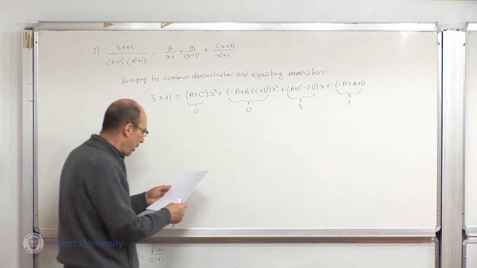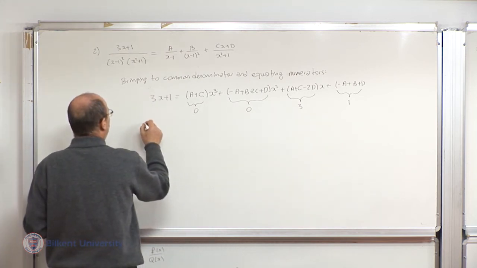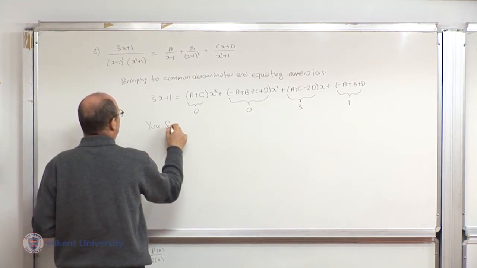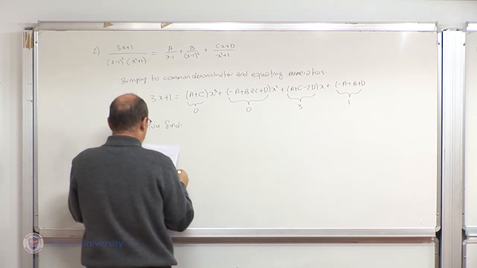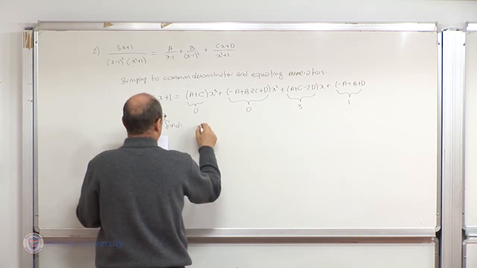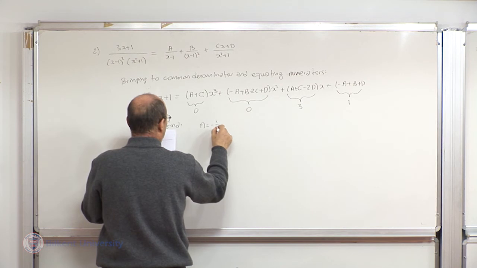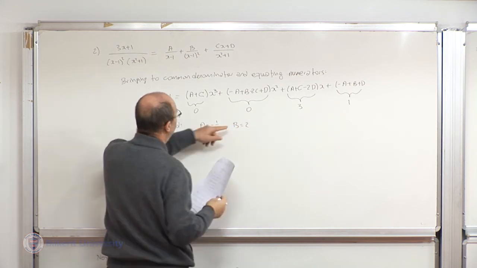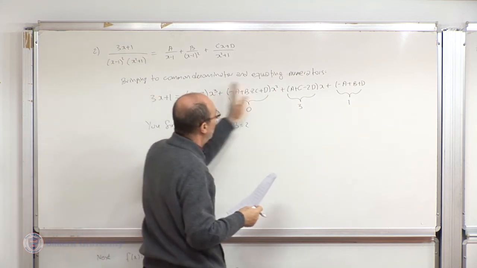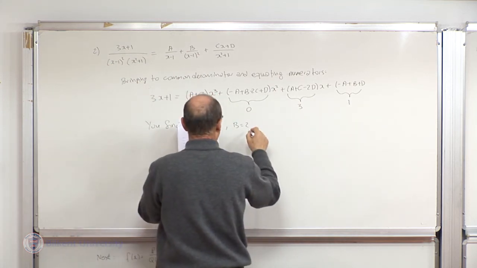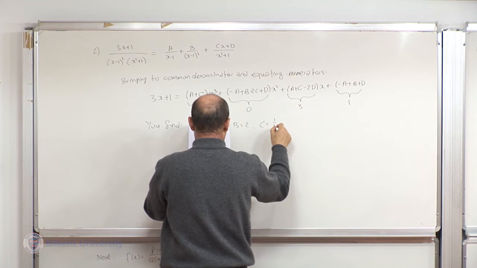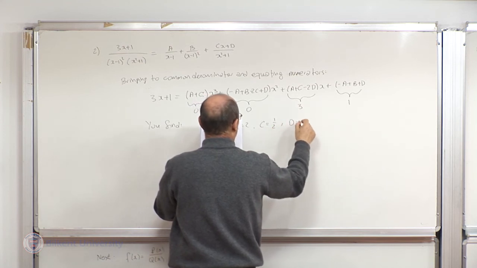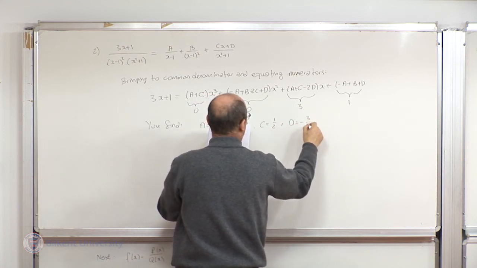So when you solve them, you find a is equal to, of course, you don't generally do this in this order, but this is what you get. So you see, I said b is going to be 2. So if you solve this, you also get b is 2. c equals 1 over 2, and d is equal to minus 3 over 2.